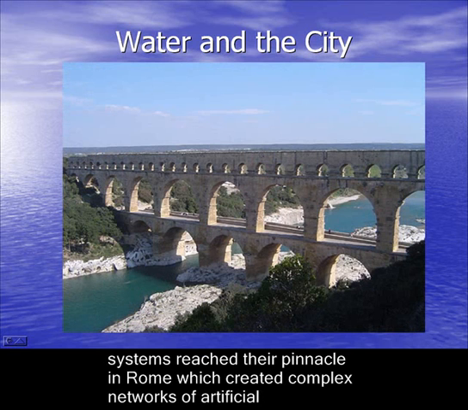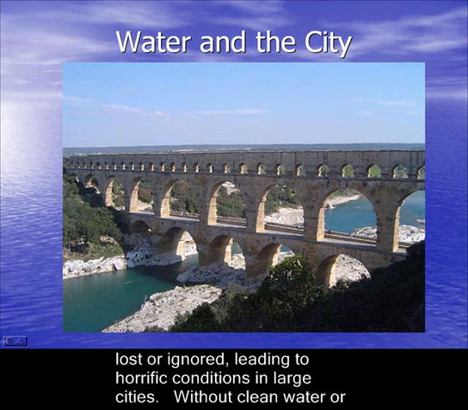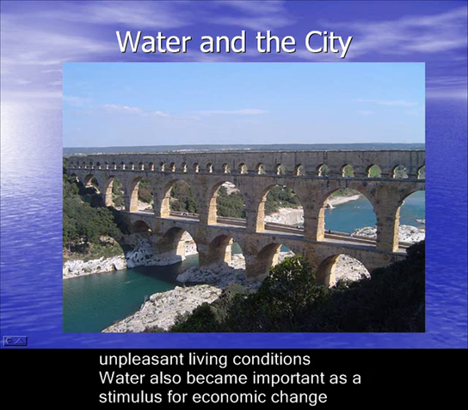Early urban water systems reached their pinnacle in Rome, which created complex networks of artificial aqueducts. Sadly, in the ages that followed, much of this engineering sophistication was lost or ignored, leading to horrific conditions in large cities. Without clean water or adequate sewers, major cities were regularly swept by epidemic disease and characterized by unpleasant living conditions.